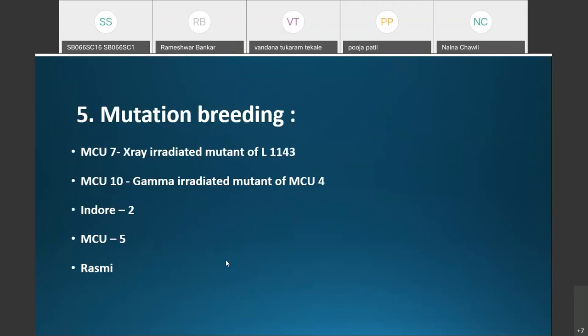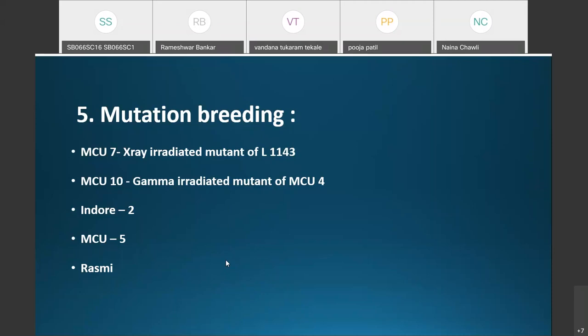Now, the fifth one, mutation breeding. Mutation breeding has also been attempted for improving cotton varieties. Here you can see the different varieties which were released by using mutation breeding. Number one is MCU7, the X-ray irradiated mutant of the variety L1143. Then MCU10 is the gamma irradiated mutant of MCU4.